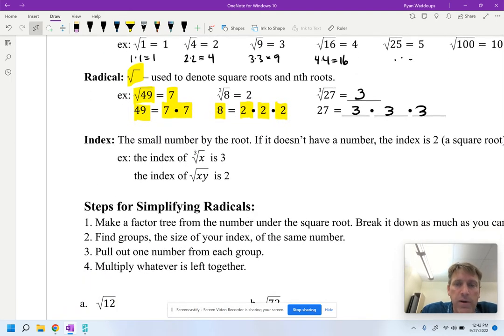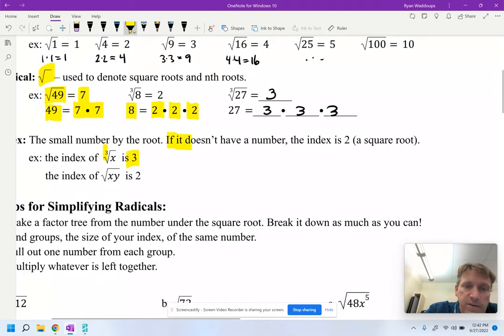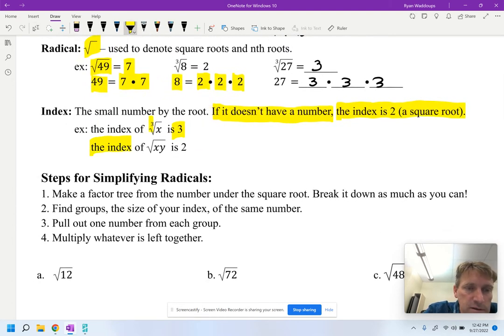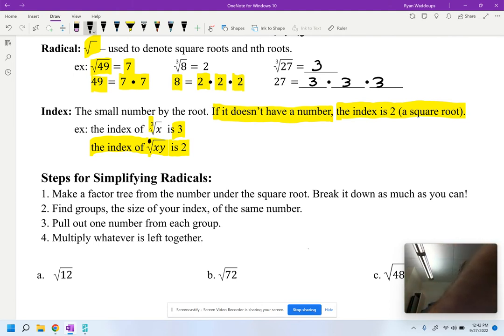The index is the small number by the root. So the index of the cube root of 3 is 3. And as it says here, if the root doesn't have a number, the index is 2. It's a square root. So the index of the square root of xy is 2. So the number right here is understood to be 2.